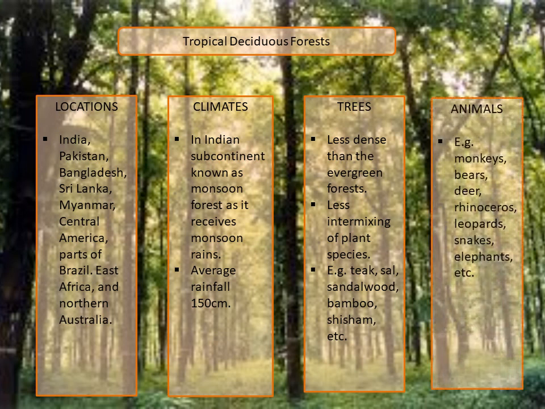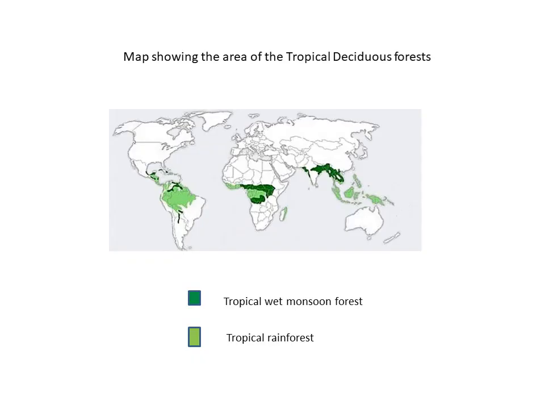The animals found here are mainly monkeys, bears, deer, rhinoceros, leopards, snakes, elephants, etc. Map showing the area of the tropical deciduous forest.